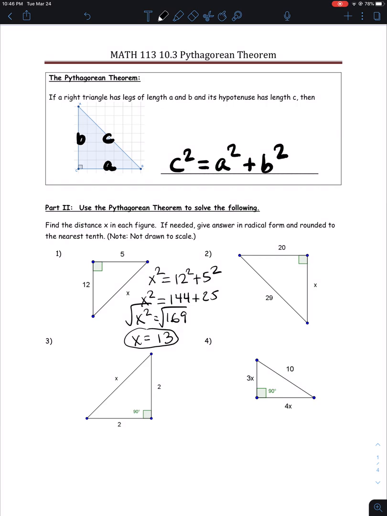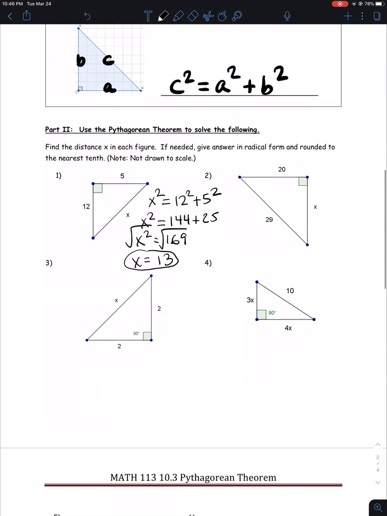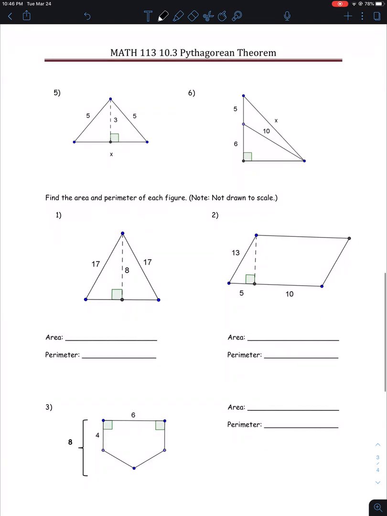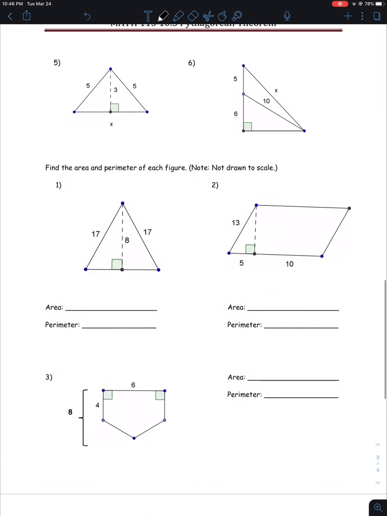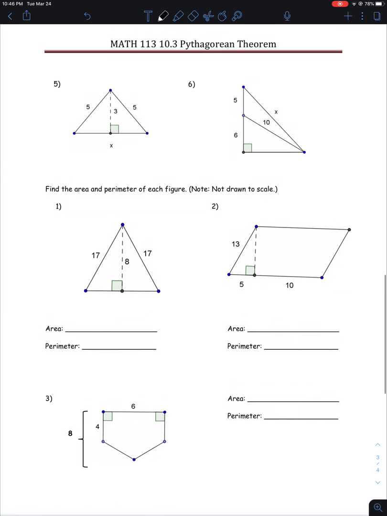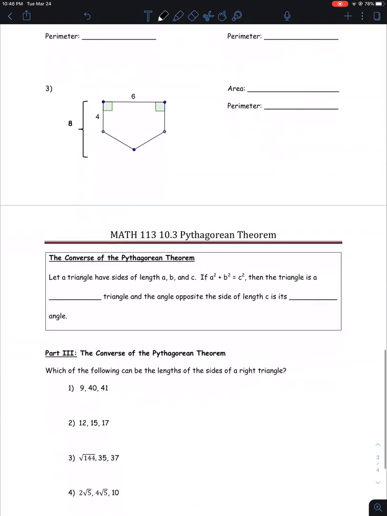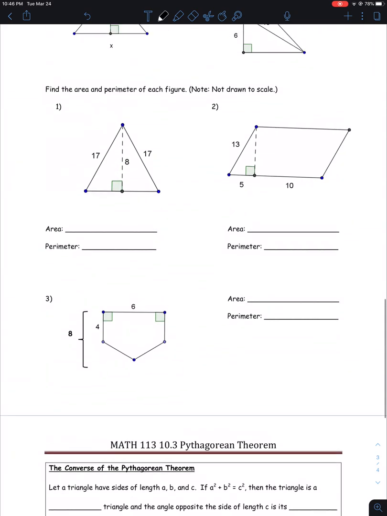I'm going to leave 2, 3, and 4, and 5, 6, and the area ones for you guys to work on. You work on those, and I'm going to come back in a second with another video to talk about the converse of the Pythagorean theorem.